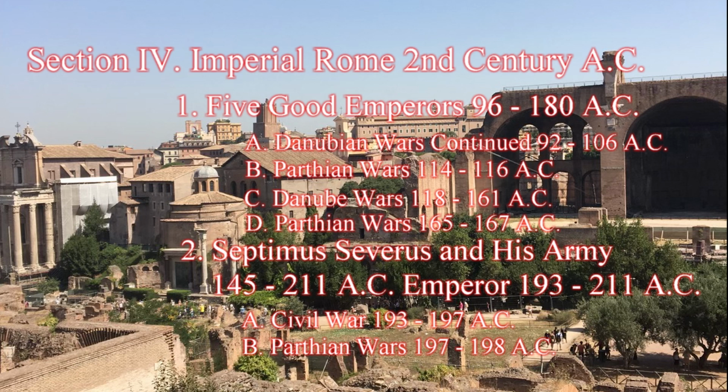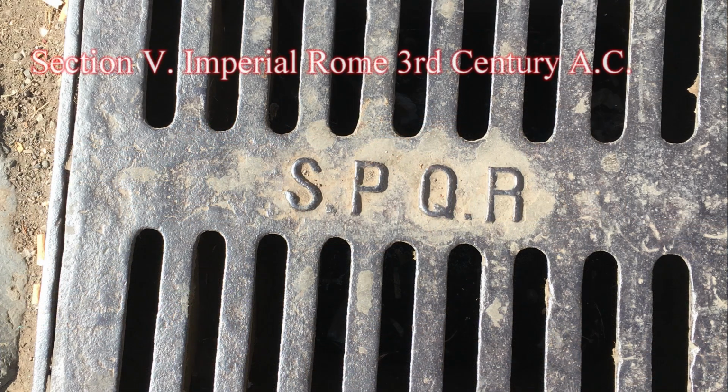So our ancient war game goes all the way from 107 BC to 200 AD. So it's a great historical game. And anyways, it moves us into section 5. So as we start the 5th section, Imperial Rome 3rd century, we start off with the Barracks Emperors.